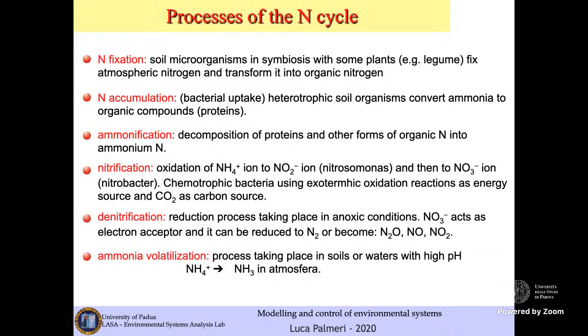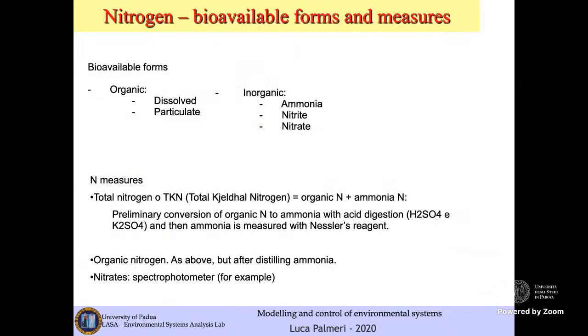And then we have denitrification, that is a reduction process taking place in an anoxic condition in which nitrate acts as an electron acceptor, and it is then reduced to gaseous nitrogen. And then the last one is ammonia volatilization. It is a process taking place in soils or waters with high pH condition. We remember pH larger than 8. We are in basic conditions.